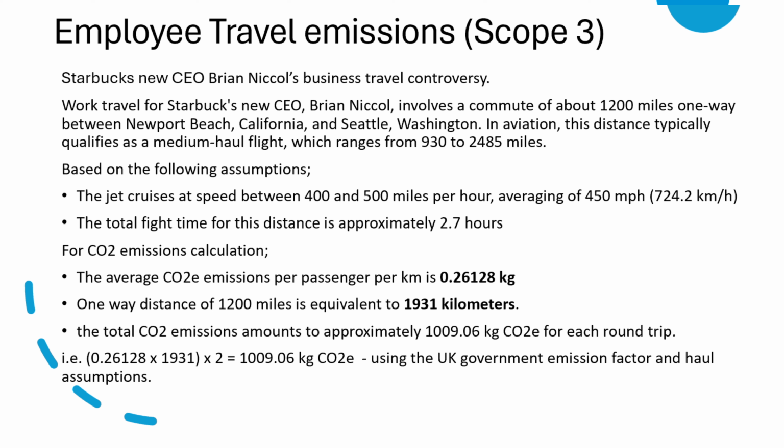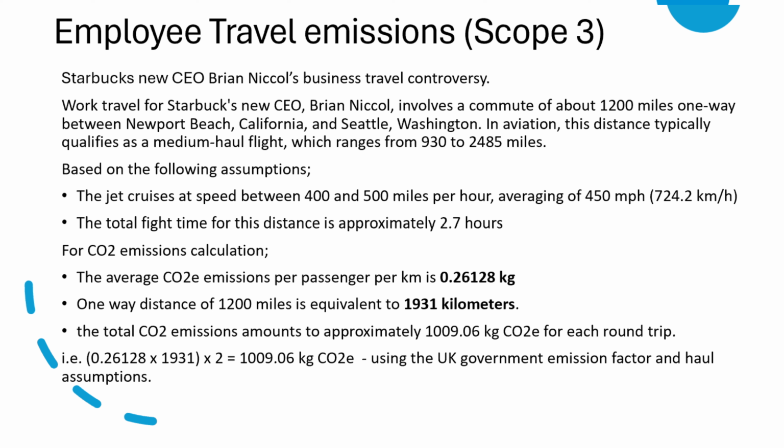So we're looking at a jet that cruises at a speed of 400 to 500 miles per hour, averaging 450 miles per hour, and this is a total of 724.2 kilometers per hour. The second assumption is that the total flight time for this distance is approximately 2.7 hours. All of these data are from the aviation website, which I'll also link in this video so you can have a thorough understanding of where these values are coming from.